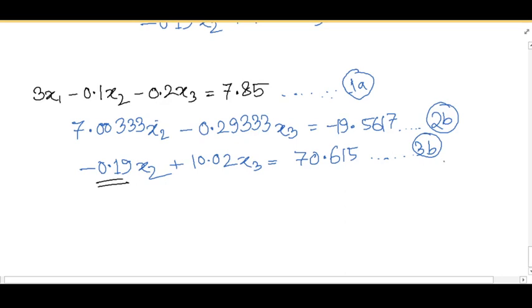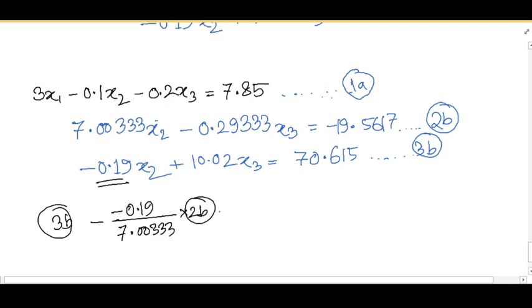And if there are other equations as well, like 4b, 4c, 4d, we'll have to apply the same thing for all those equations as well, to cancel out all the coefficients of x2 from those equations. But as there are only 3 variables and this is the only equation remaining, we'll only be vanishing this coefficient from this equation. And for that, we will be multiplying the 2b with minus 0.19 divided by 7.00333, and it will be multiplied to 2b, and which will be subtracted from 3b to get the new equation.